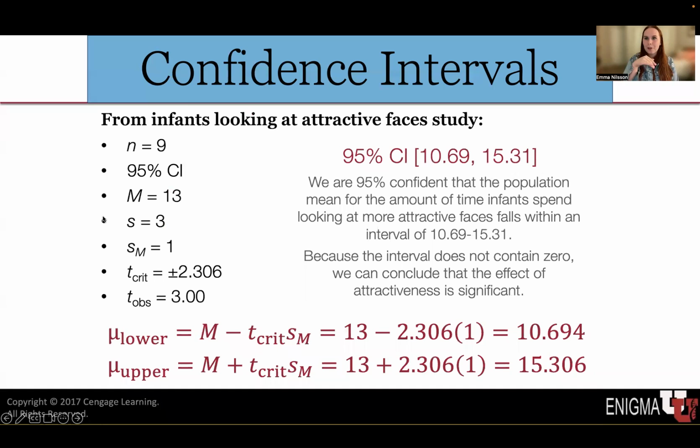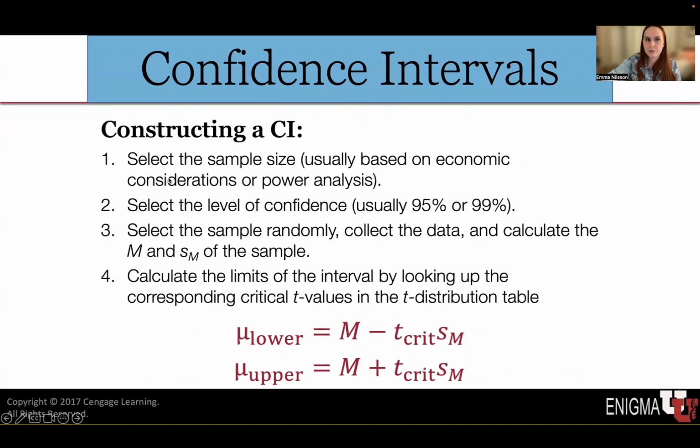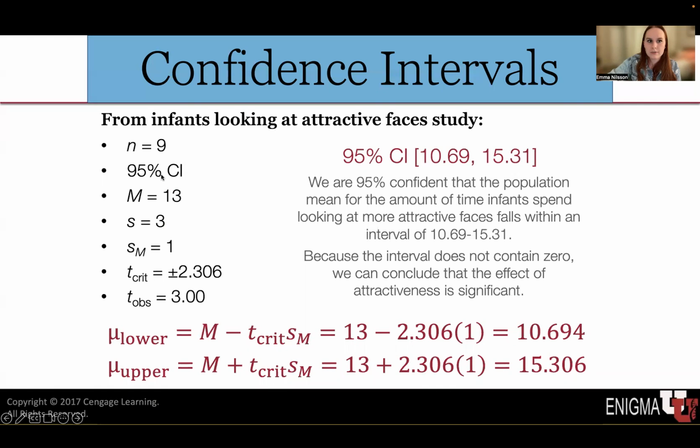So if we go all the way back to that infants and attractive faces study, let's say we still have a sample size of 9, but this time we wanted a 95% confidence interval. That's the second step, right? We're going to select a 95% confidence interval. We do our study, we figure everything out. We get a sample mean of 13, a sample standard deviation of 3, and we calculate that our sample standard error is 1.